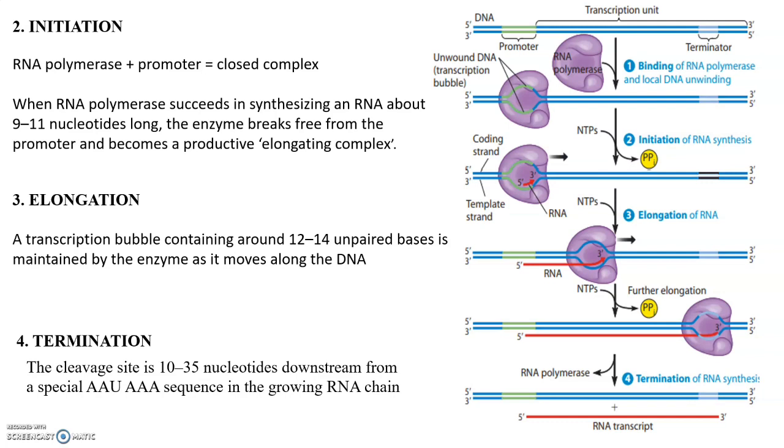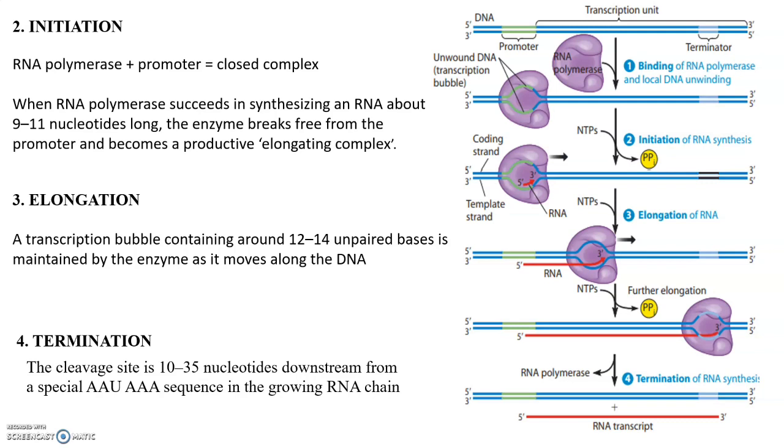After 9 to 10 or 9 to 11 nucleotides, the enzyme breaks free from the promoter and forms an elongating complex. So in elongation, transcription proceeds in a processive manner, and nucleotides are added one after another, forming hundreds to thousands of bases. The transcription bubble of 10 to 12 unpaired bases is maintained. And then, termination.